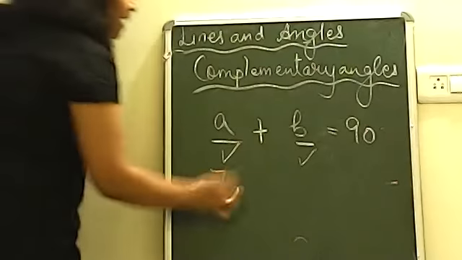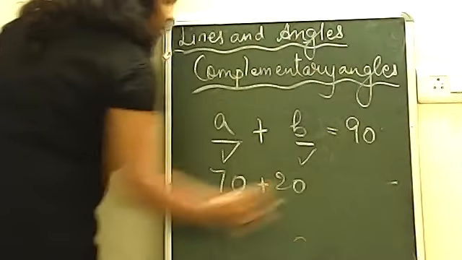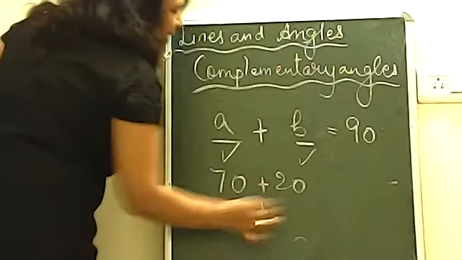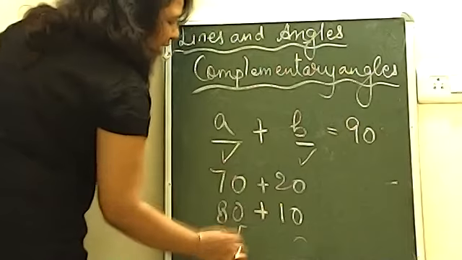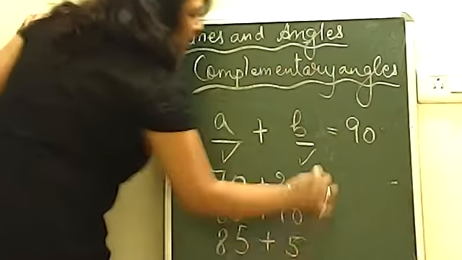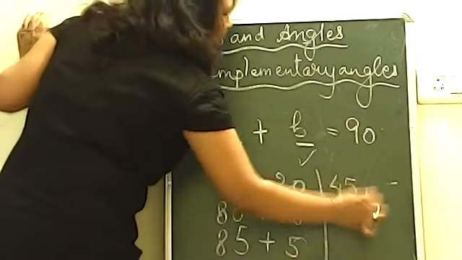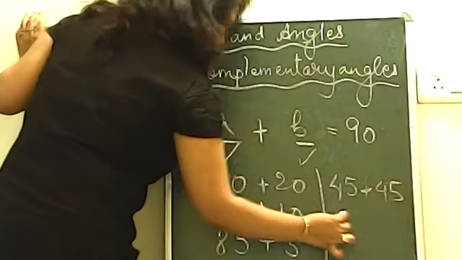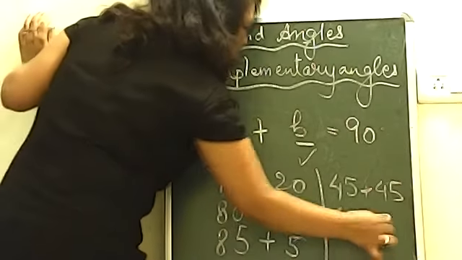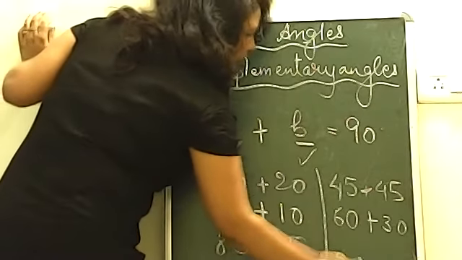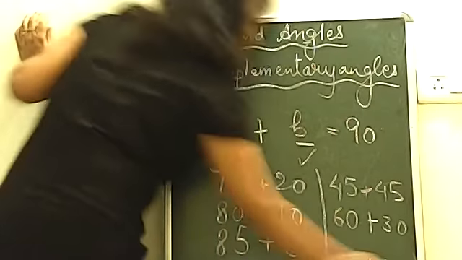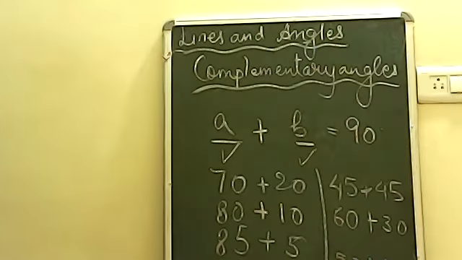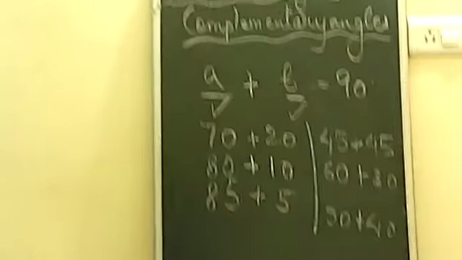Somebody has chosen 70 and 20. Somebody has taken 80 and 10. Somebody has taken 85 and 5. Somebody took 45 and 45. Somebody took 60 and 30. Somebody took 50 and 40. I am just taking the random examples which were given by you. Okay, these were the examples which were given by you.